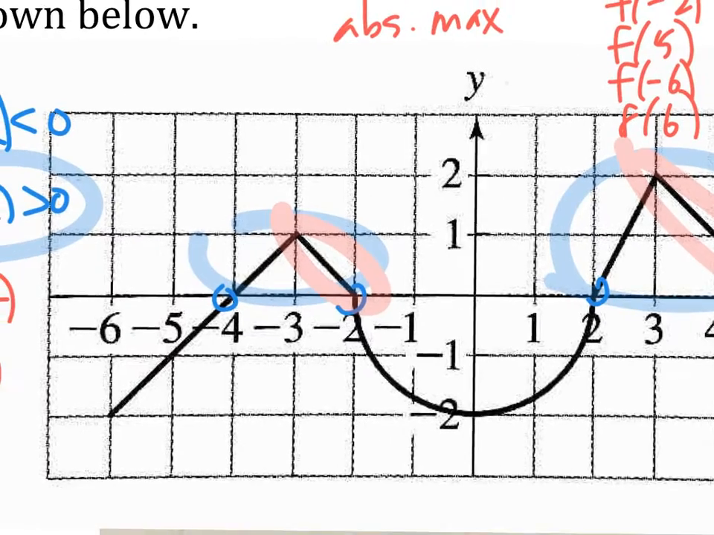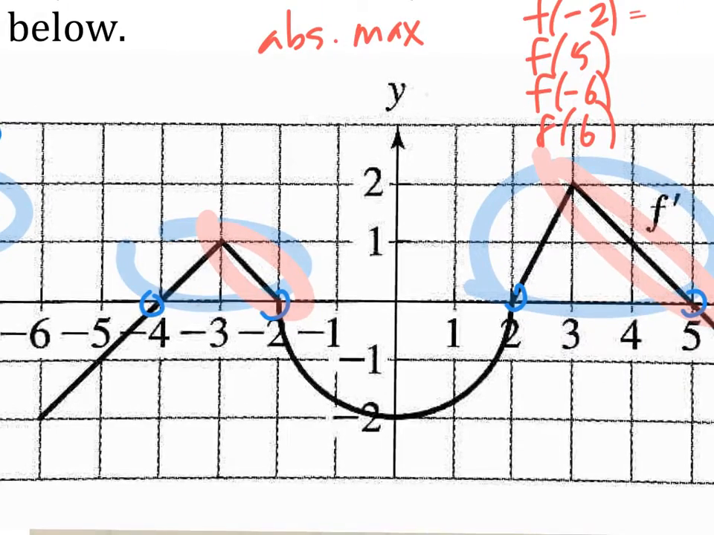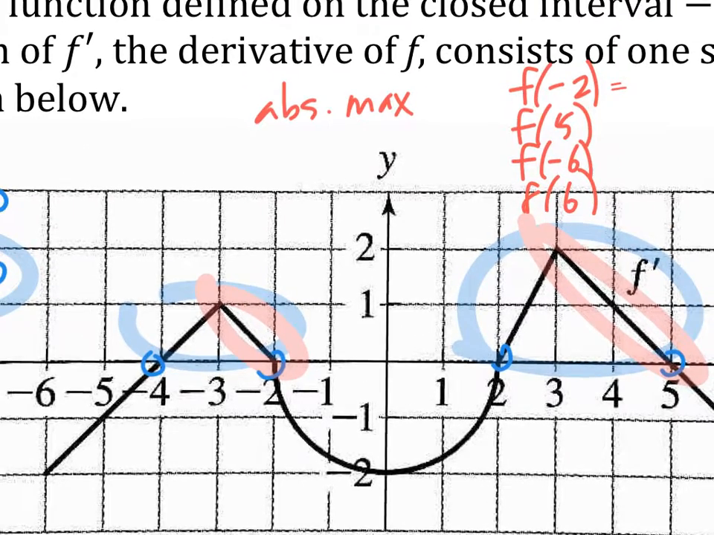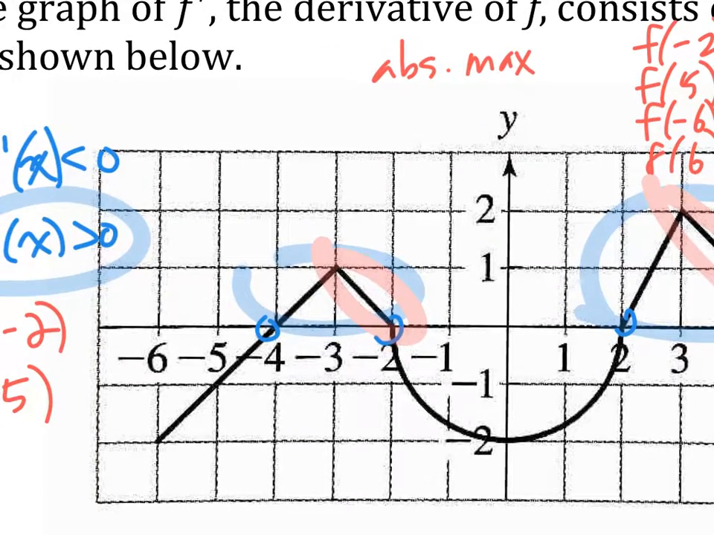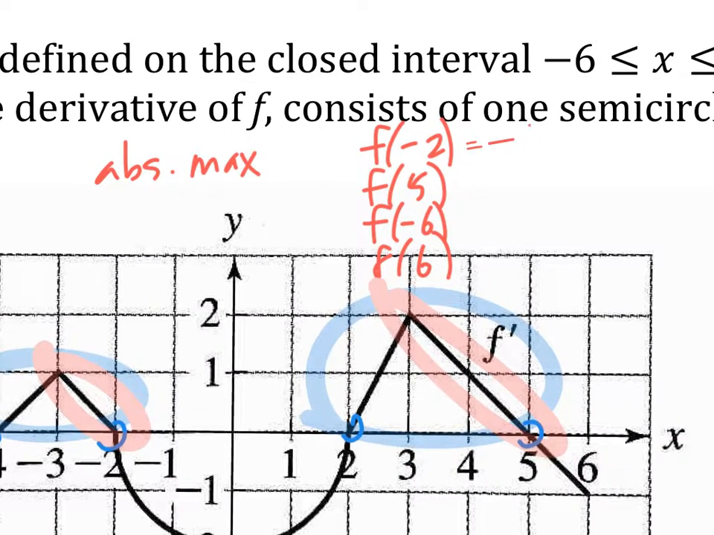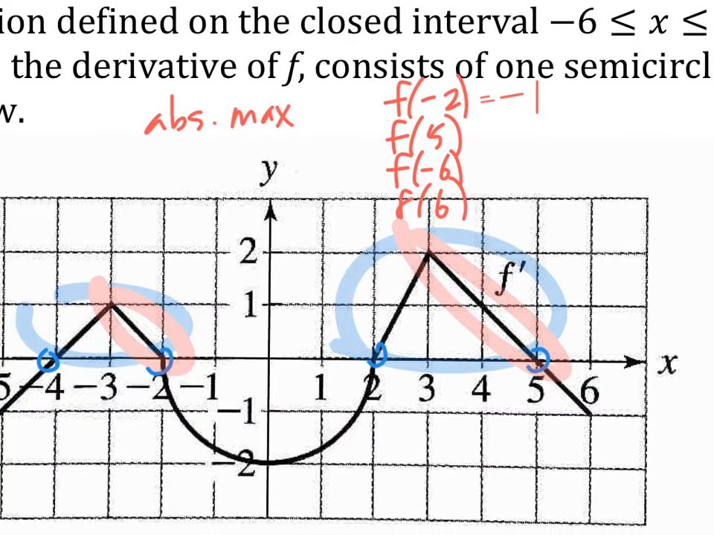-2. Is it -1? Am I doing something wrong? Okay, sorry. You're probably right. Yeah, -1. Sorry about that. I think I did something wrong. Okay, what's the value at 5?